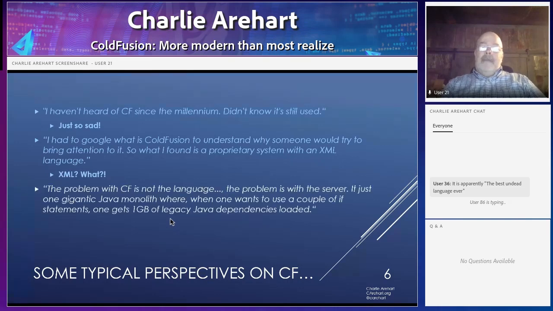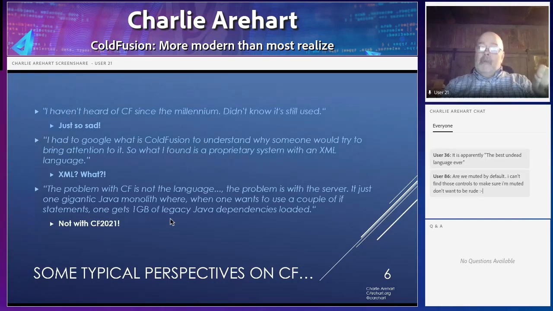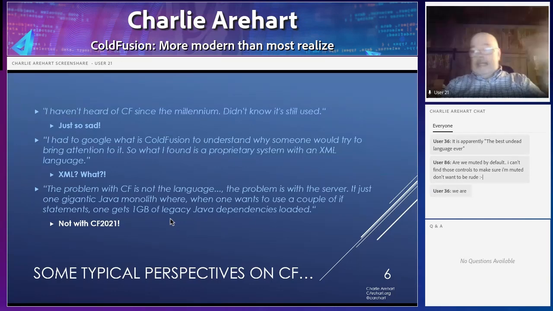"The problem with CF is not the language, it's problems with the server. It's just a gigantic Java monolith. If you want to use just a couple of statements, you got to get a gig of legacy Java dependencies loaded." Now, that was a fair point until CF 2021. If you guys don't know, there's a much more compact download of 140 meg, and you could be running CF in just that 140 meg. So it's definitely not what it used to be. And that's part of what we're talking about, is changing people's perspectives.